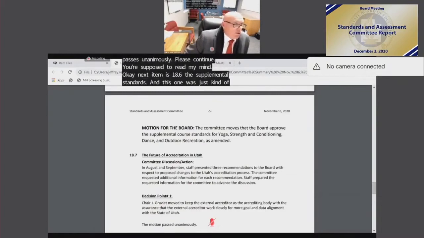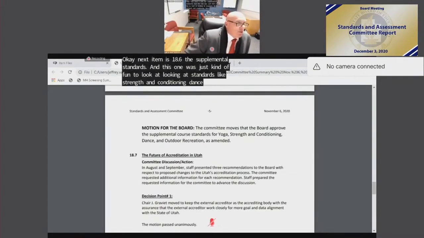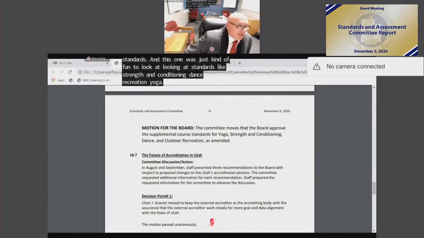Okay, the motion before the board is that the board approve the supplemental course standards for yoga, strength and conditioning, dance, and outdoor recreation as amended. Discussion to the motion. Board member Lear.